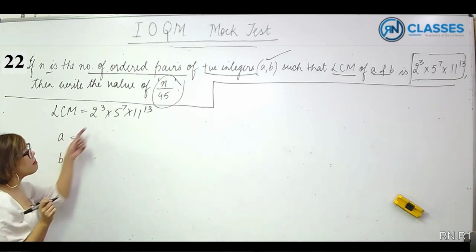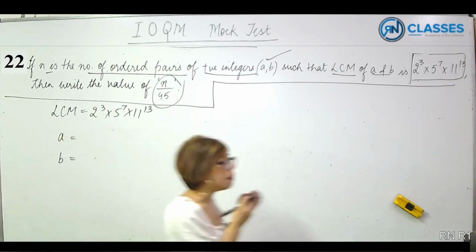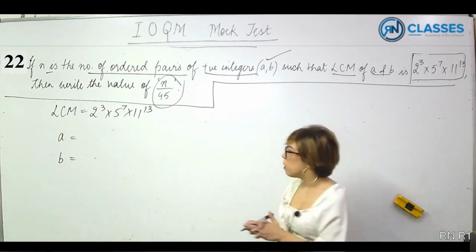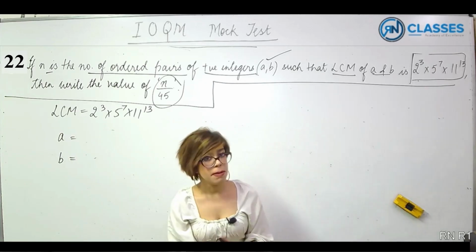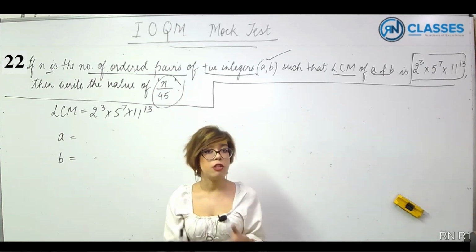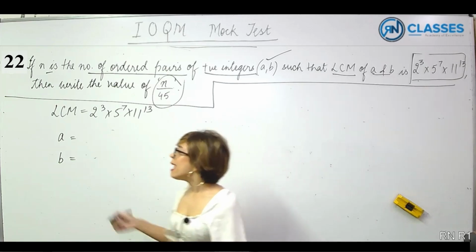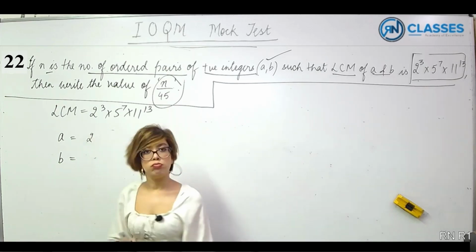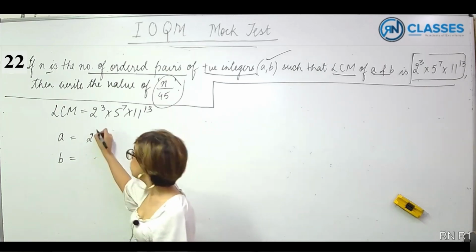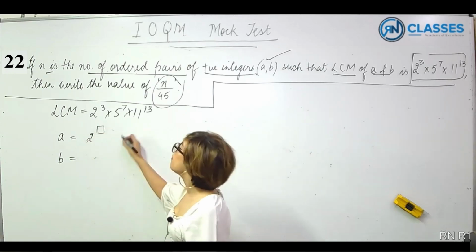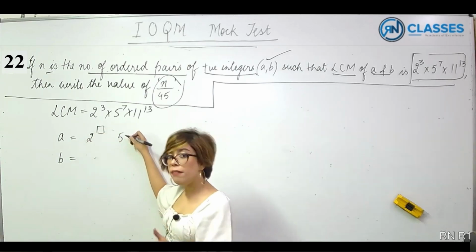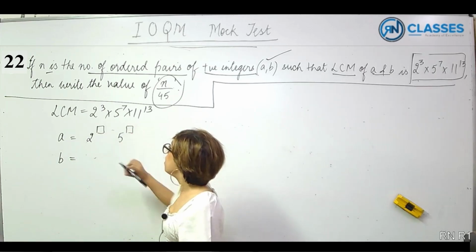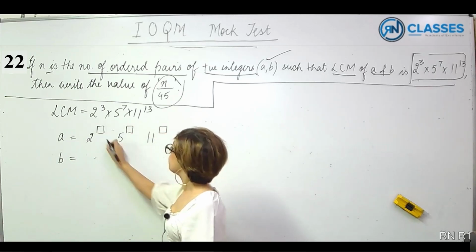Mind it, LCM is given to us. Lowest common multiple. Right? Okay. Now we need to talk about a, b. The possible values of a and b. Mind it, a can have a factor of 2. Right? And maybe some power of it. Along with this, it can have a factor of 5, may or may not have. Right? Some powers of 5 and some powers of 11.